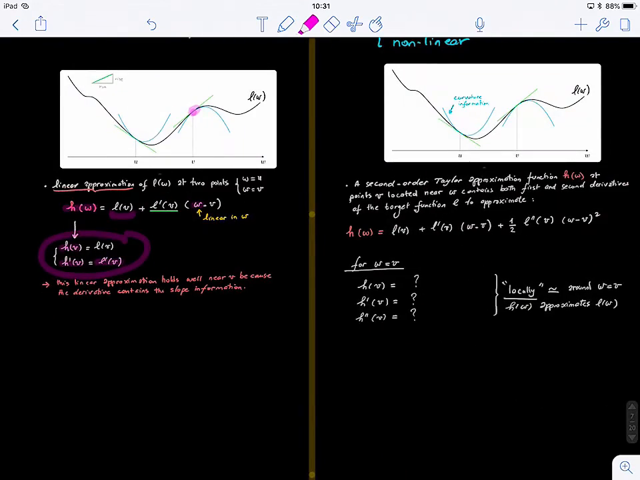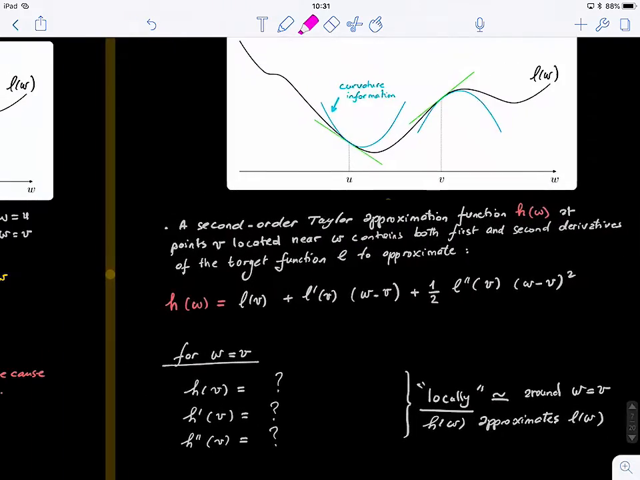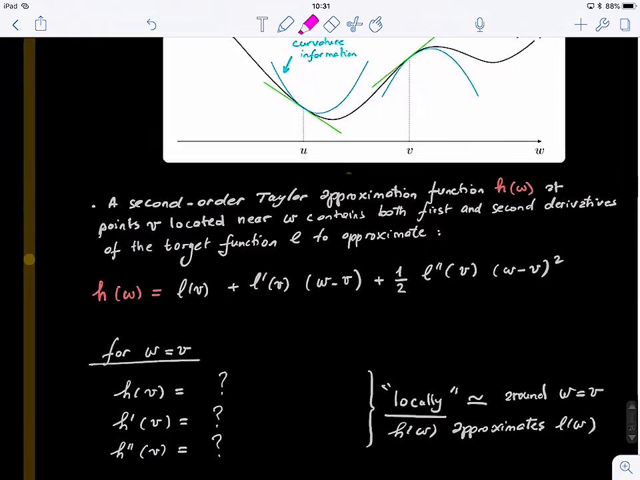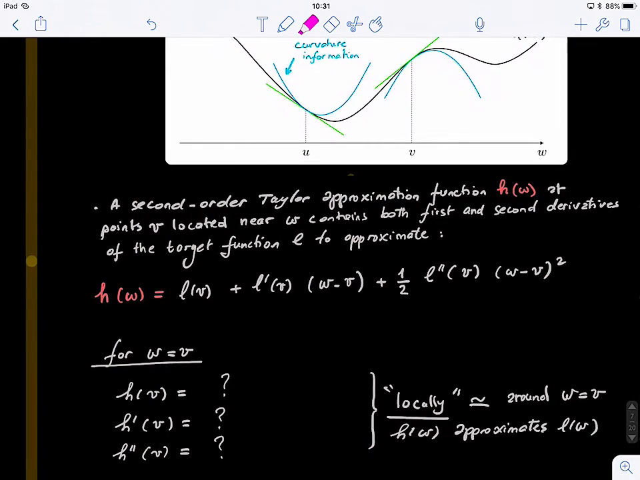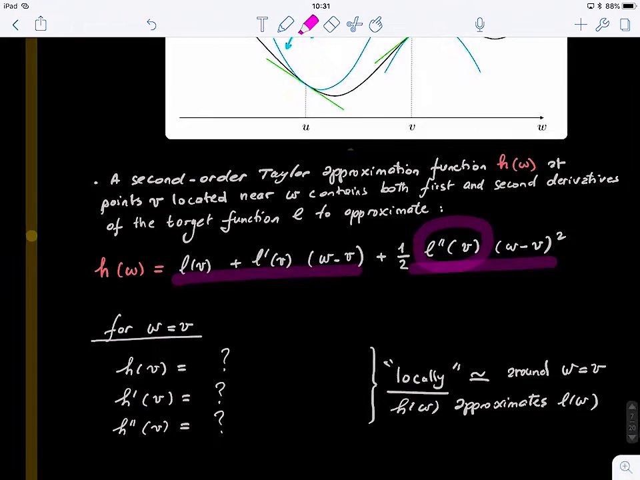Now let's look at the second case, which is the second order. In the second order, we're approximating basically the curvature of the function. So this is our function h of w. This is the first order approximation, and we're adding a second order term that takes into account the second derivative of our loss measured at the point V. Okay, so guys, I will give you just 1 minute, and I would like you to compute this. Even if you know what these quantities are, I would like you to derive the maths. Just rederive it.